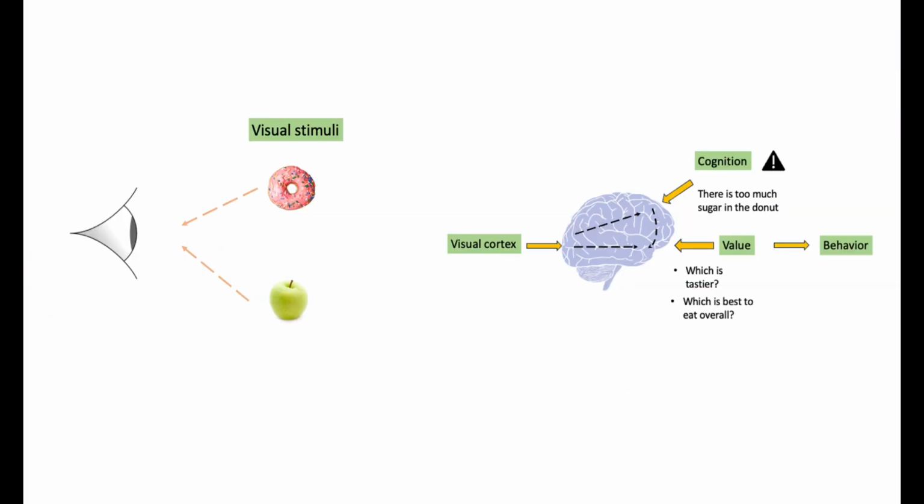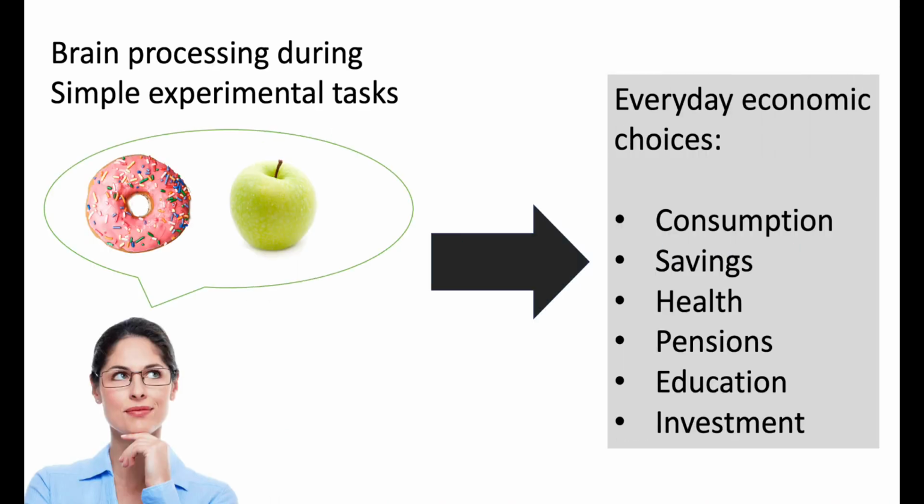By examining how our brain encodes and handles information in the context of basic experimental tasks, like choosing between two food items, we can formulate hypotheses that are amenable to empirical testing regarding human behavior in diverse economic situations. This enables us to validate our theories in real-world scenarios.